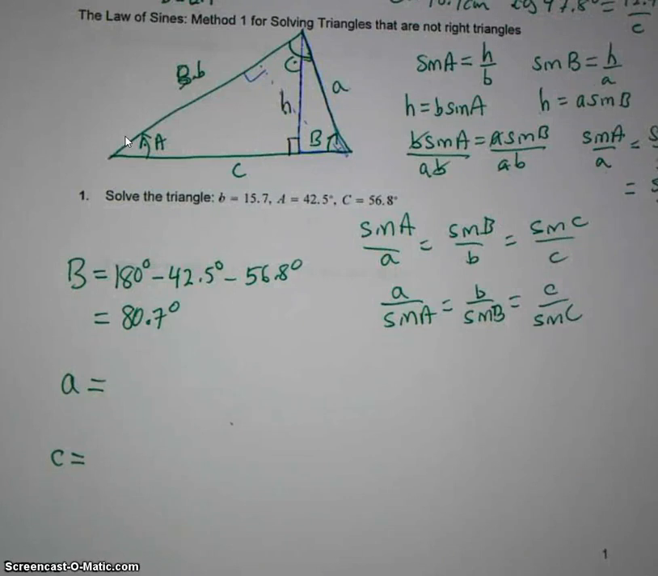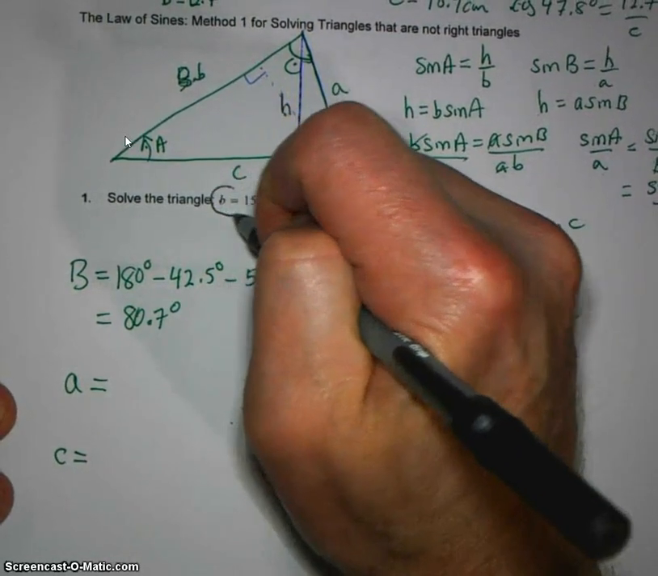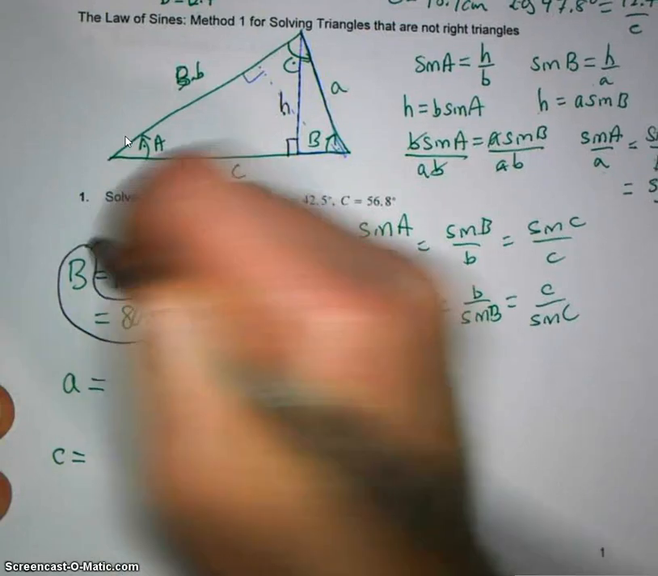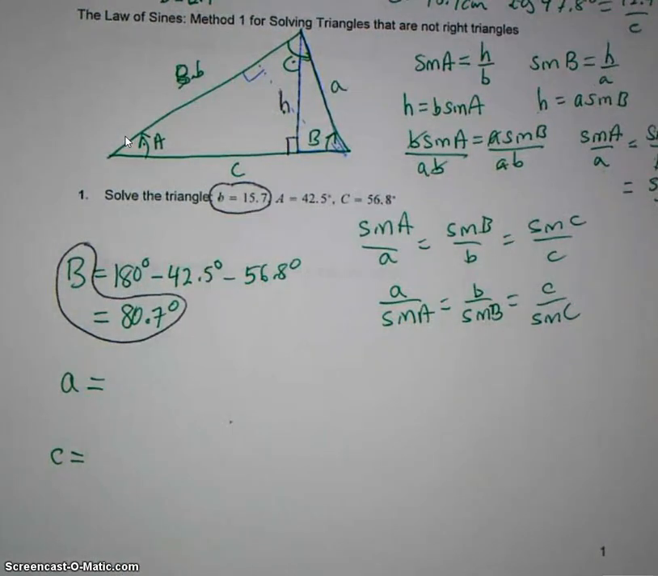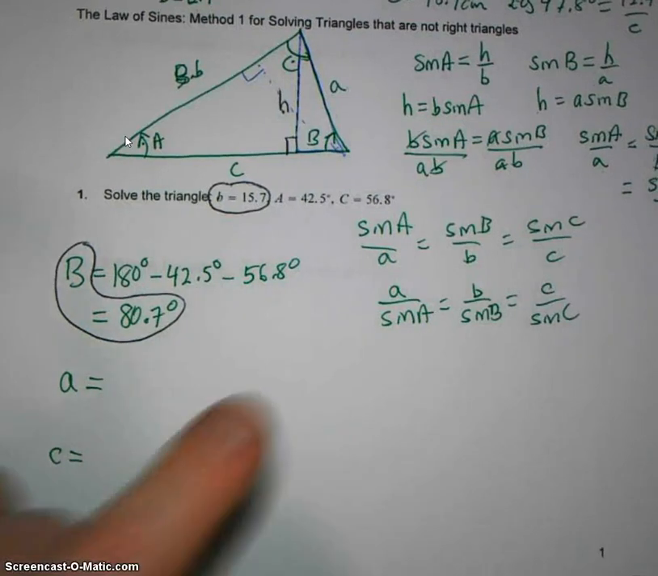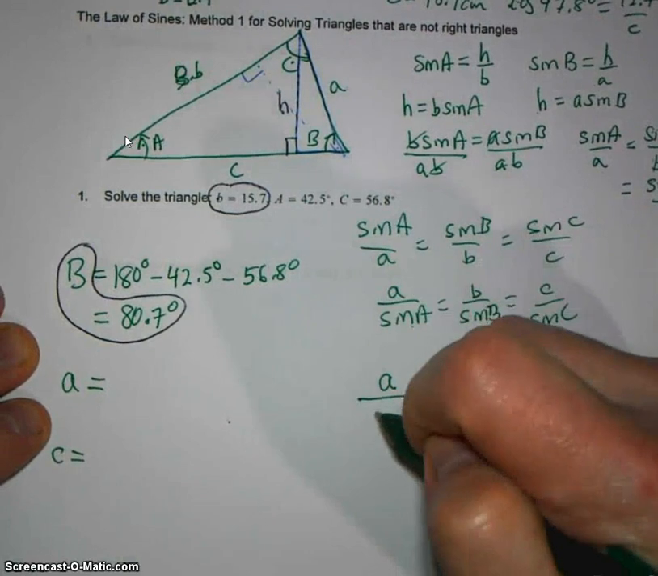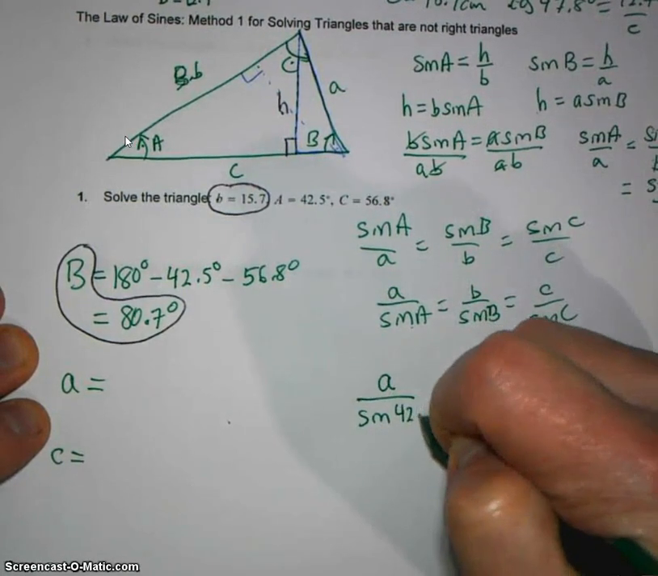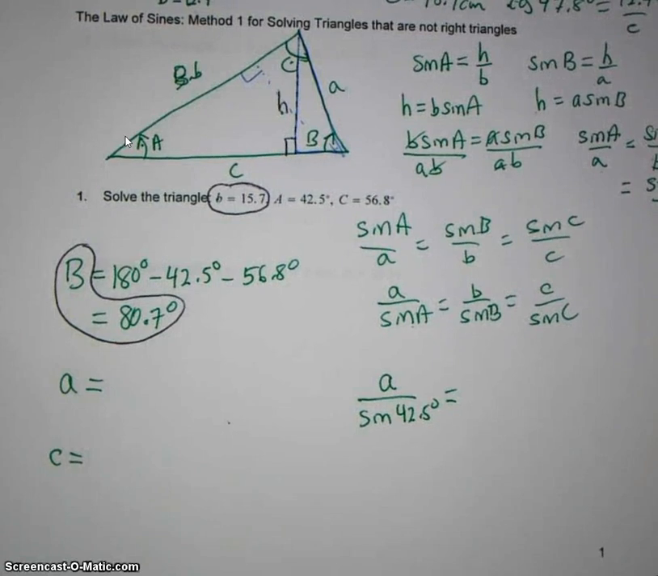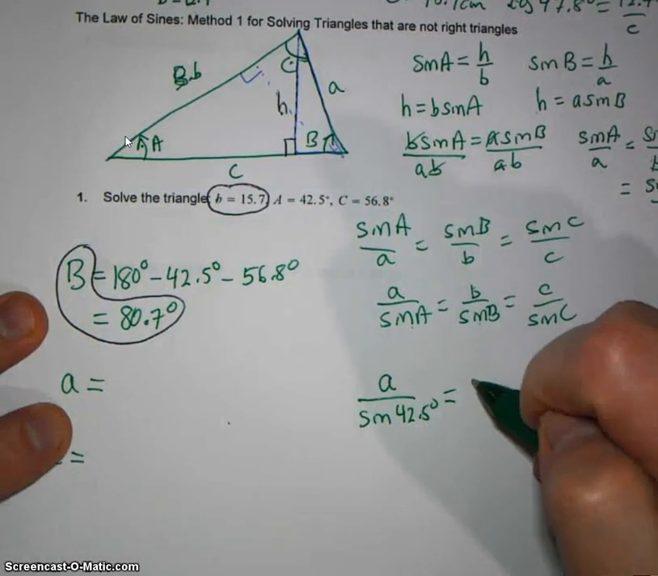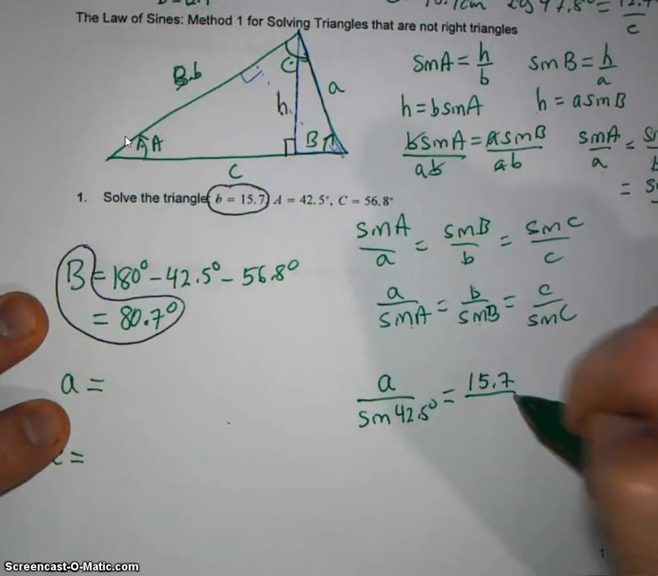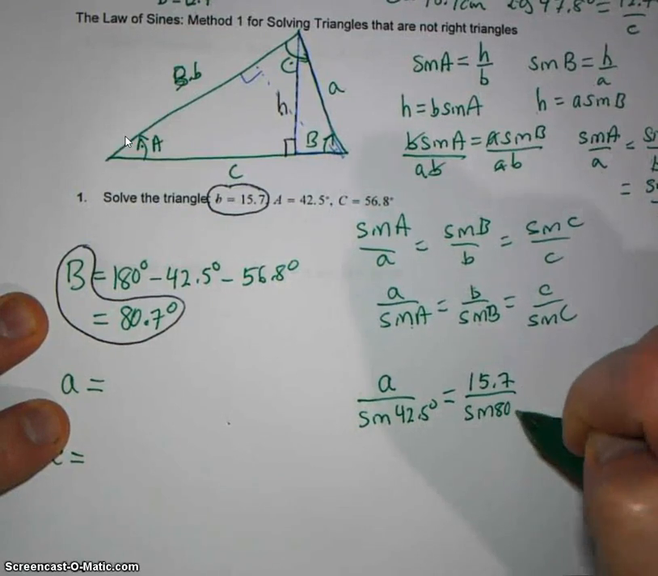The key to the law of sines is that you have to have a pair. What I mean by that is, notice right now we have little b and big B. That's what I mean by a pair. You've got to have two of the same letter, one big, one little. So if I want to find little a, I'm going to use this. So I'm going to have little a over sine of A, sine 42.5 degrees, equals, and here's why I need a pair, I need to be able to plug in both of these numbers, 15.7 over sine 80.7 degrees.